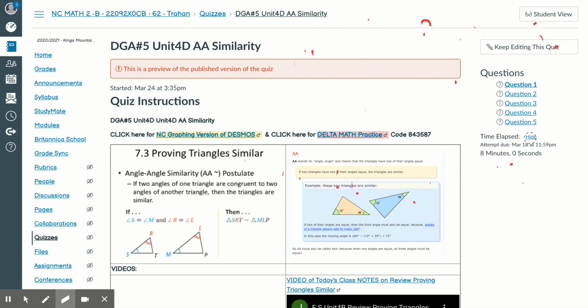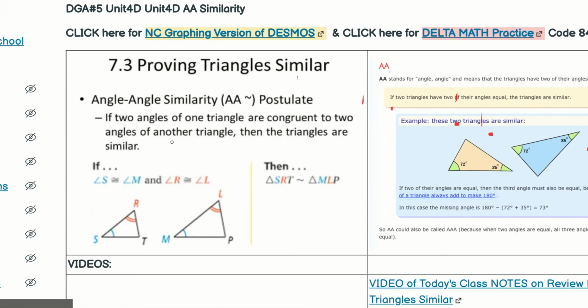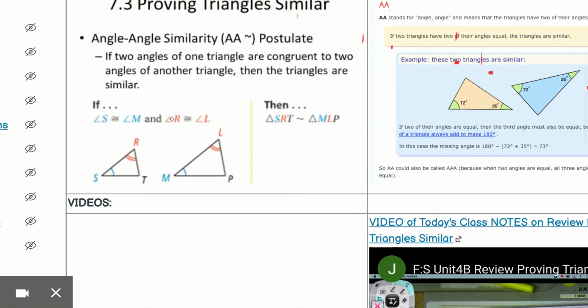So this is saying that if you can identify in two triangles that two angles correspond, that means they're correspondingly congruent, then you can say that your two figures are in fact similar. And then therefore all of those corresponding angles are congruent and all of the corresponding sides are proportional. So here it is right here.